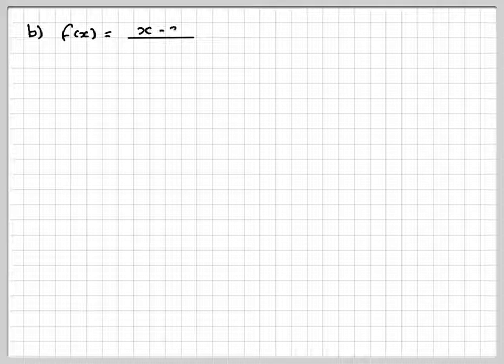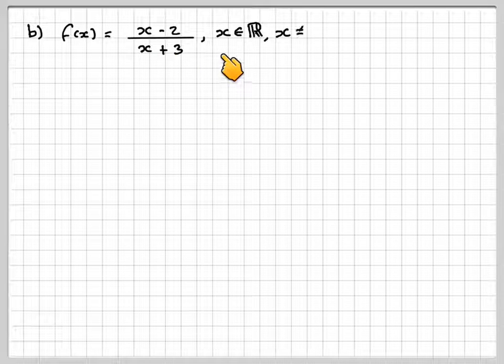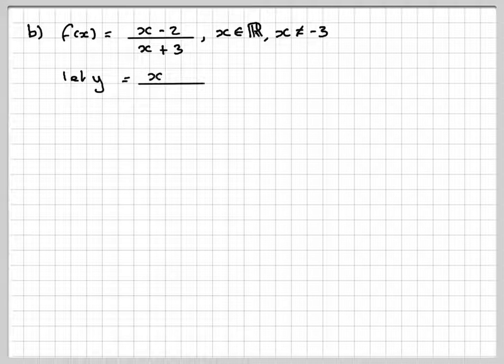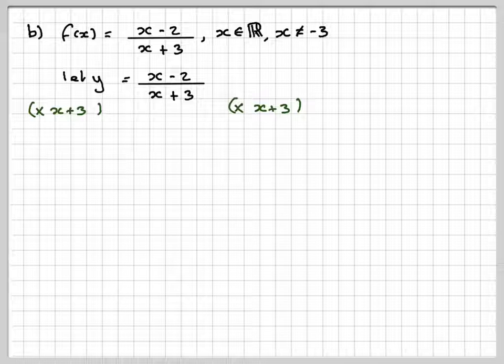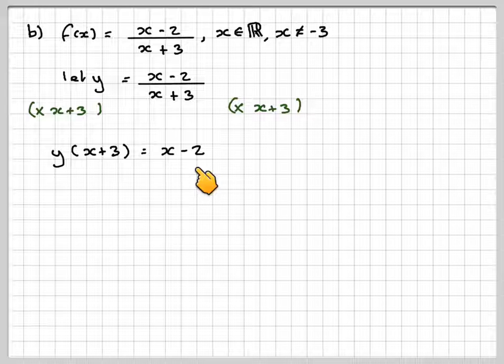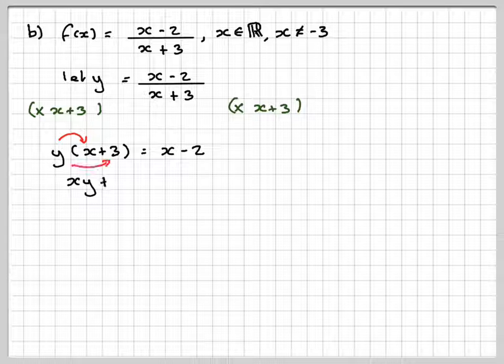B, f of x is x minus 2 over x plus 3, x belonging to R, x not equal to minus 3. Remind you, you cannot put minus 3 into here. So same idea, let y be equal to x minus 2 over x plus 3. We're going to make x a subject, and the problem with this one is that x occurs twice. Anyhow, so proceed as follows. We multiply by x plus 3 on both sides. So y brackets x plus 3 is equal to x minus 2. So the next step would be to expand the bracket here. So we're going to have xy plus 3y is equal to x minus 2.